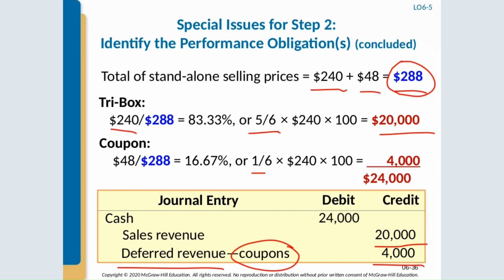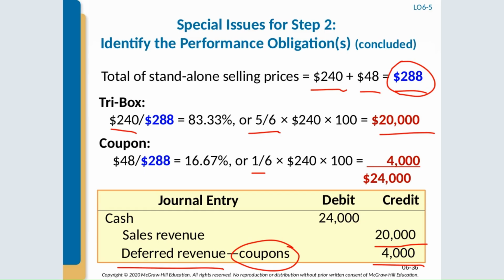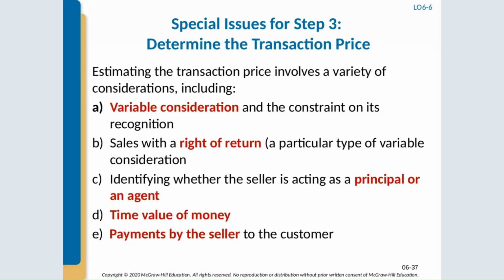After, remember, I think they mentioned an expiration date. Oh, here, redeem within 1 year. So after 1 year, if we still have a balance in deferred revenue, then we're just going to write it off. Okay, we're going to take it out.